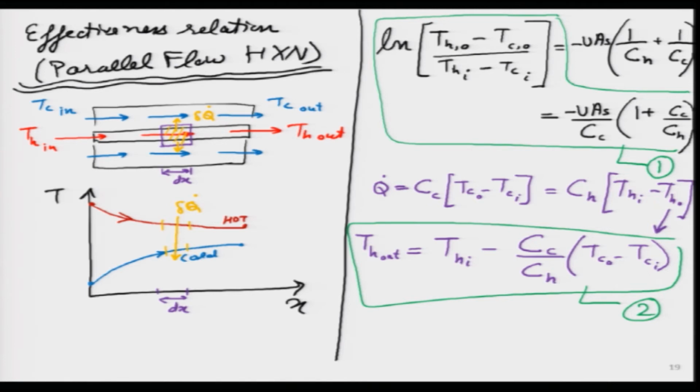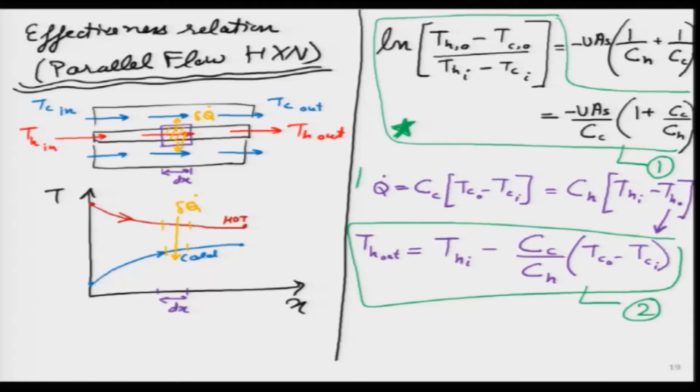So, these are the 2 equations. If somebody asks, sir, where did we get equation number 1, I will refer them. I wrote it directly because this is something we have already got when we were doing the LMTD analysis for parallel flow heat exchangers. How did we get equation 2? This is simply energy balance. So, from energy balance we are getting equation 2, very straightforward.